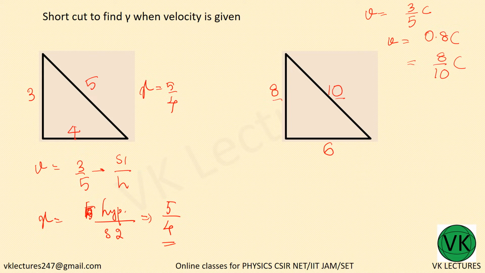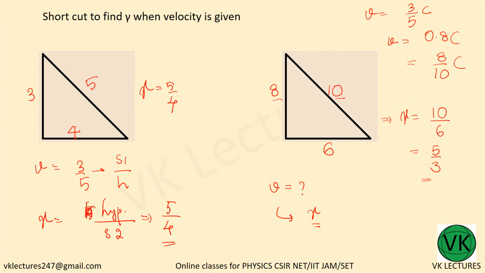So what is gamma equal to? Gamma is equal to 10 divided by 6. That is nothing but 5 by 3. 5 by 3, that is gamma. So this is how you can find out. Sometimes in the question you will be asked to find v, that is the speed of the particle, or sometimes you may require gamma.